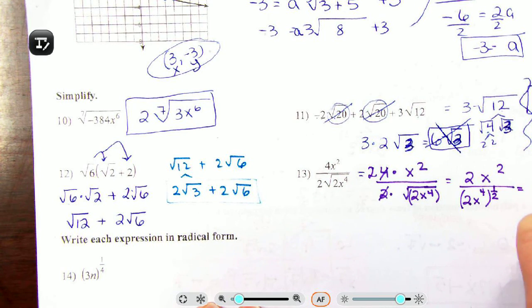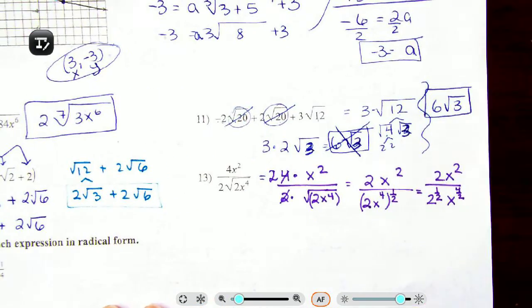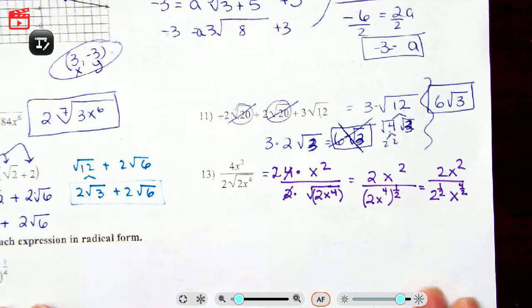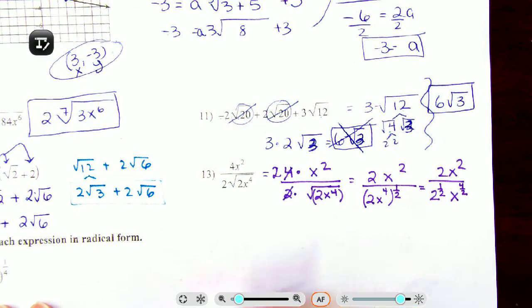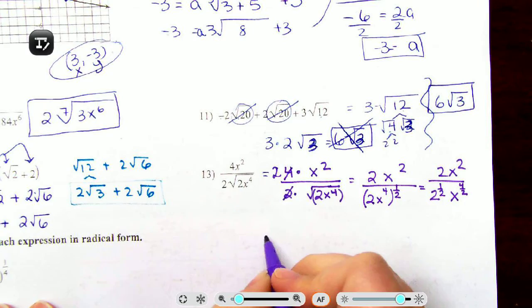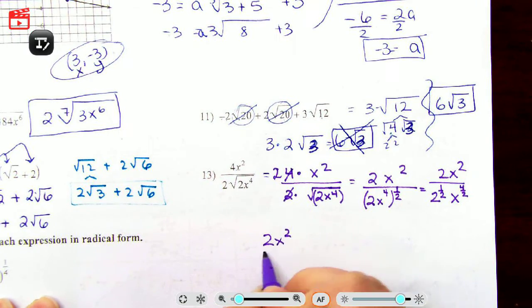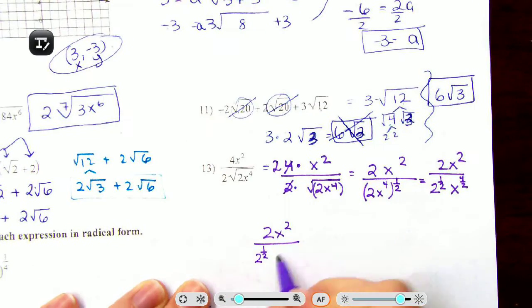This is 2x squared, 2 to the 1/2. And this is x to the 4 over 2. Oh, sorry, you guys didn't see that. And again, there's different ways of doing this. So if you know of a different way, go for it. So this is 2x squared divided by 2 to the 1/2 power. And this simplifies to 4 divided by 2 is just 2.